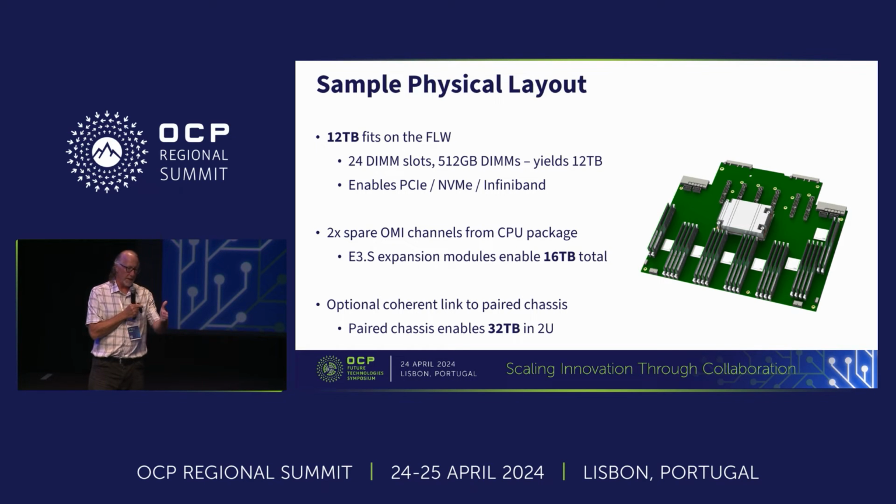is you could run those channels off of this board onto the E3.S expansion bays in the front and make basically memory modules there instead of SSD, and be able to then pack the 16 terabytes on in this 1U. And if you wanted to pair this coherently with another one above it, you could do that to get 32 terabytes in a 2U.